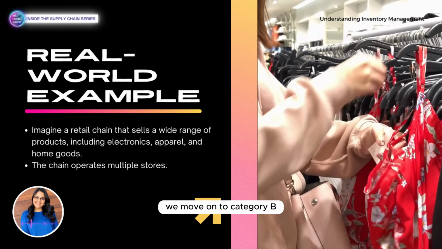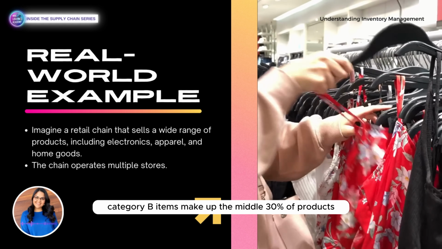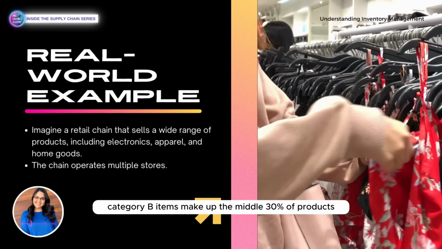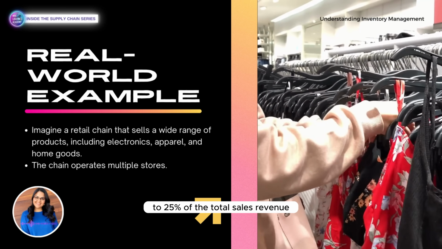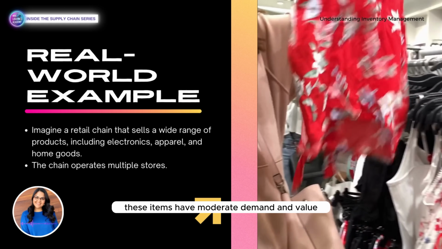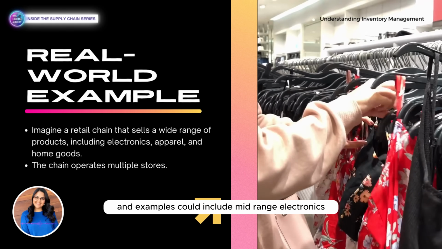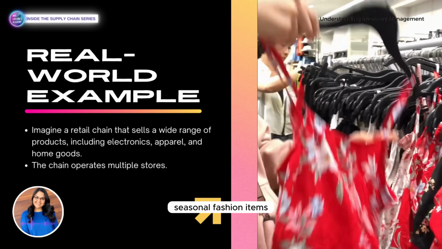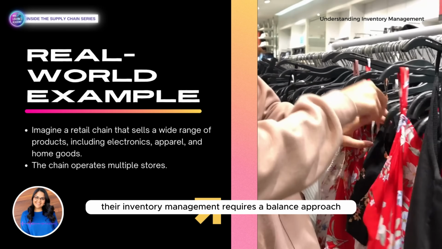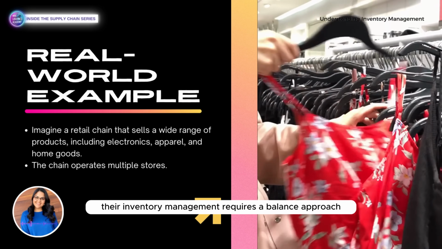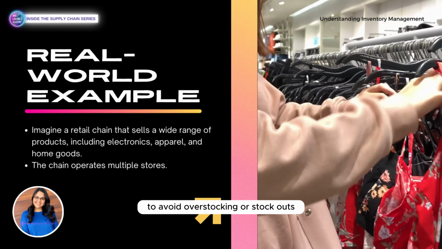We move on to category B. Category B are moderate priority items. Category B items make up the middle 30% of products that contribute to about 15 to 25% of the total sales revenue. These items have moderate demand and value, and examples could include mid-range electronics, seasonal fashion items, and small kitchen appliances. While these items are important, their inventory management requires a balanced approach to avoid overstocking or stock outs.